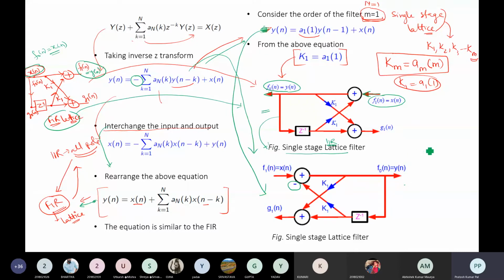The basic sign convention is always that the input is given on the left side and the output is given on the right side. So a similar structure will be there: output is made at the right side and input is made at the left side. This will be the structure of a single stage IIR lattice filter. Once m is equal to 1 order, this will be the lattice structure realization of IIR systems.